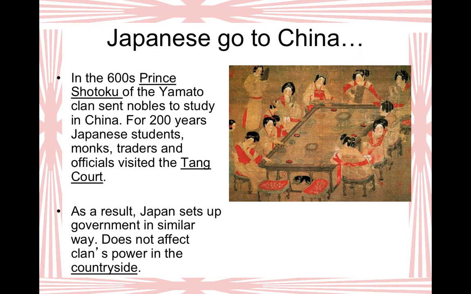One of the main things they brought back was a government similar to the Chinese government, with a clear hierarchy. Hierarchy means different levels of who is in charge.